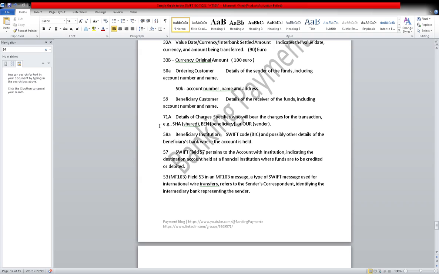Now the next one is 55A, third reimbursement institution. Keep this aside for the time being. It's a very difficult concept to understand. Keep it aside, and we will come back to this, not now. Now we'll take the next one. Do you understand 53 and 54A now?